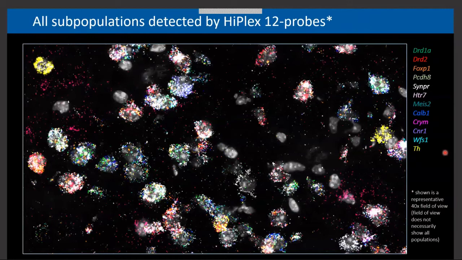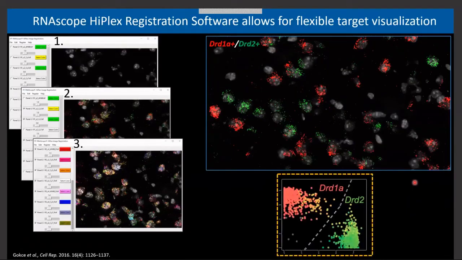Now, what you're looking at here is 12 colors all piled up on top of each other in the same image. So it starts to get a little bit difficult to look at. You combine 12 different colors, they all sort of start to turn white in the end. With the HiPlex registration software, one, you're registering images from your various rounds of HiPlex probe detection onto one another, but this also allows you to visualize these targets in a flexible manner. You can toggle on and off different channels.